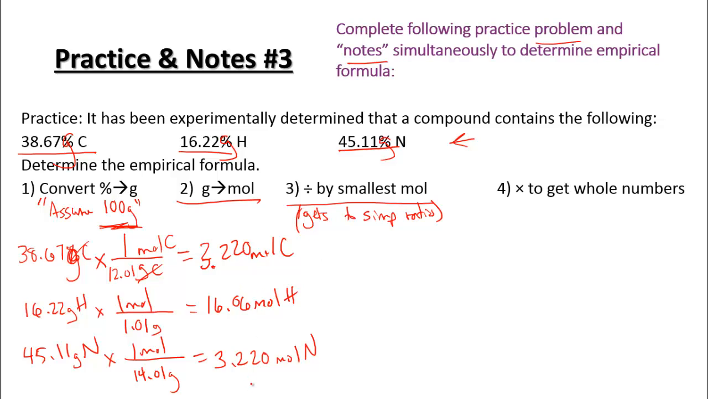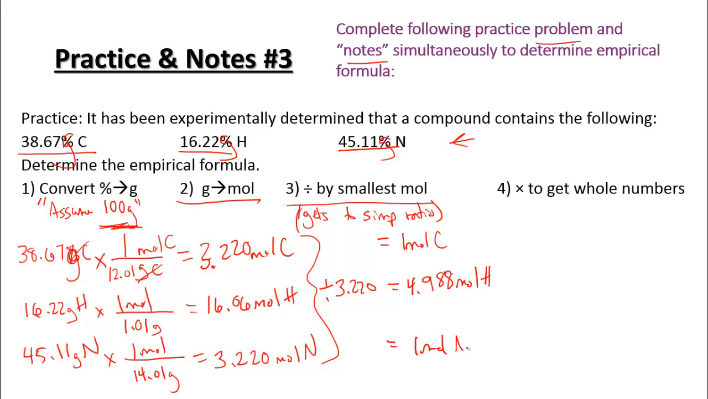So when you look at these, the smallest mole numbers, actually, these are both the same here. Oftentimes they're not going to be exactly the same as each other here, but 3.22 is the smallest for all these. So we take all those and divide them by 3.220. And obviously for the first one, we end up with 1 mole of carbon. We end up with 4.988 moles of hydrogen. And we end up with 1 mole of nitrogen. And from that, as you can see here, this is pretty darn close to the whole number of 5, so we're going to round that to 5.